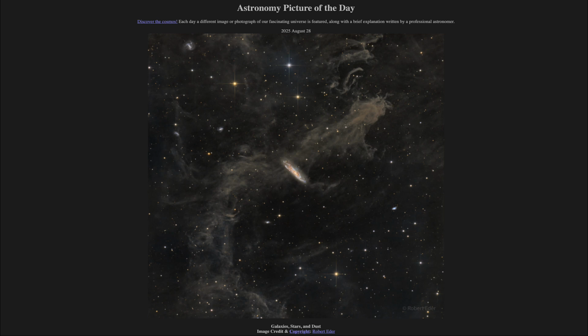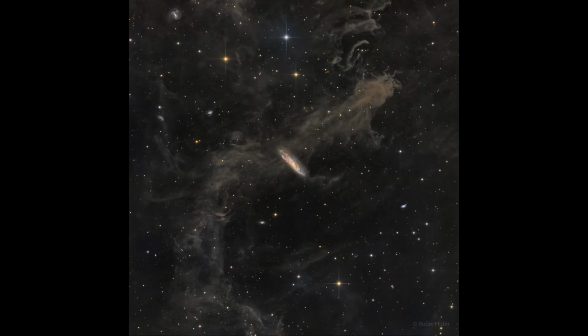Today's picture for August 28th of 2025 is titled Galaxies, Stars, and Dust. So what do we see here? Well, as you might guess, we see exactly what it mentions. We see galaxies, we see stars, and we see dust. And prominent at the center is an edge-on spiral galaxy. That is an example of a spiral galaxy, much like our own Milky Way, and as our Milky Way might be viewed by someone in another distant galaxy.